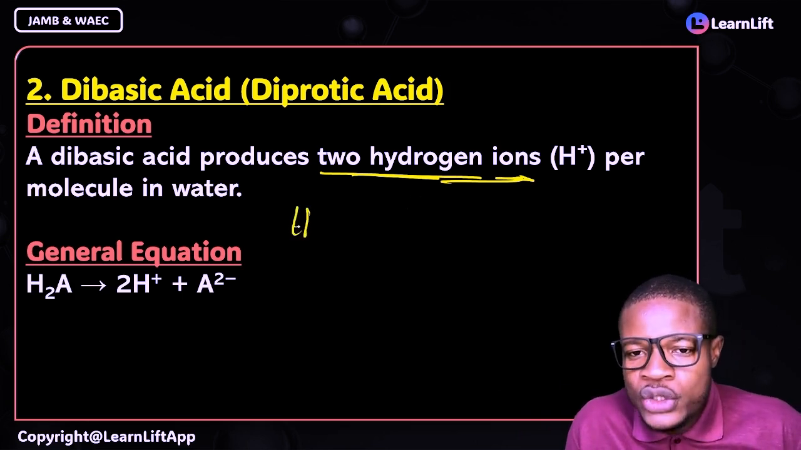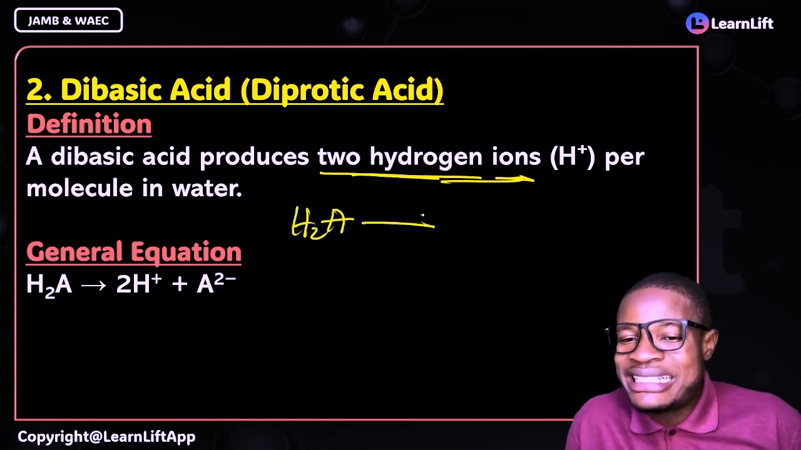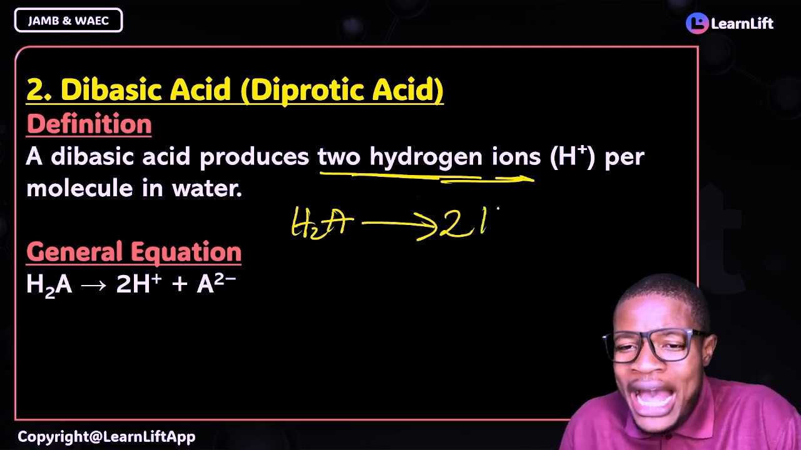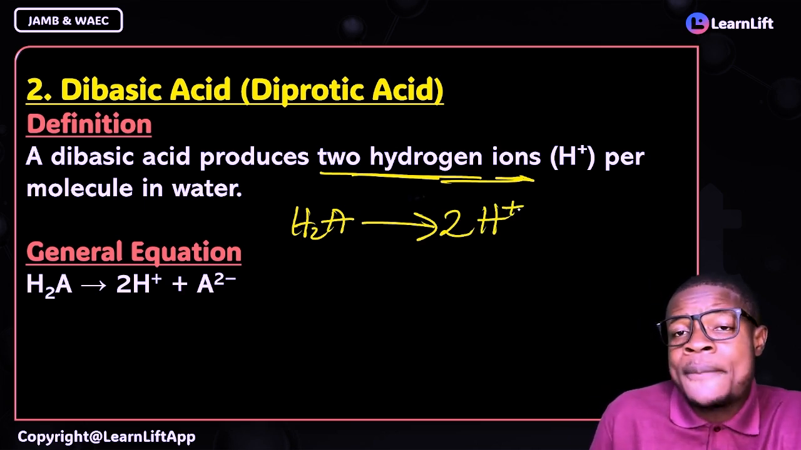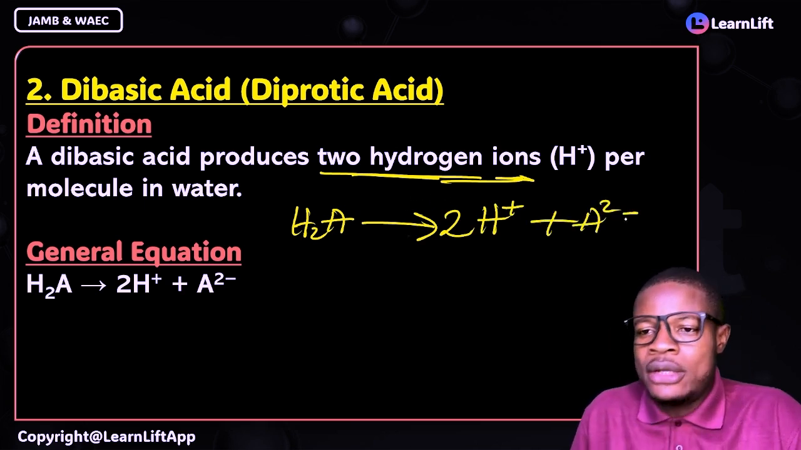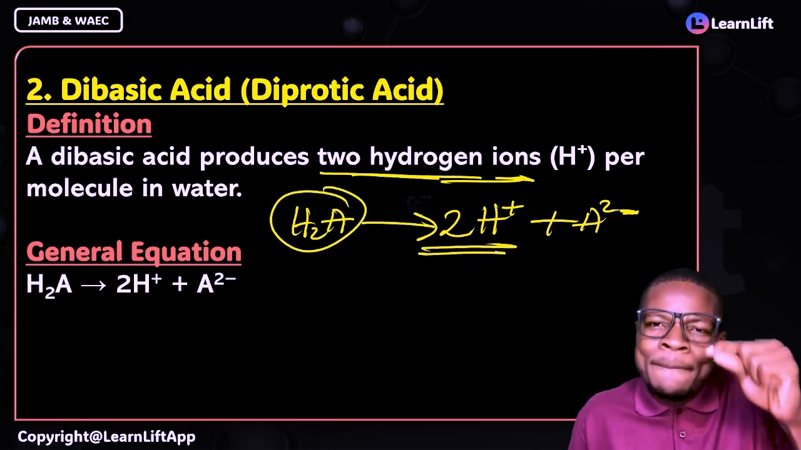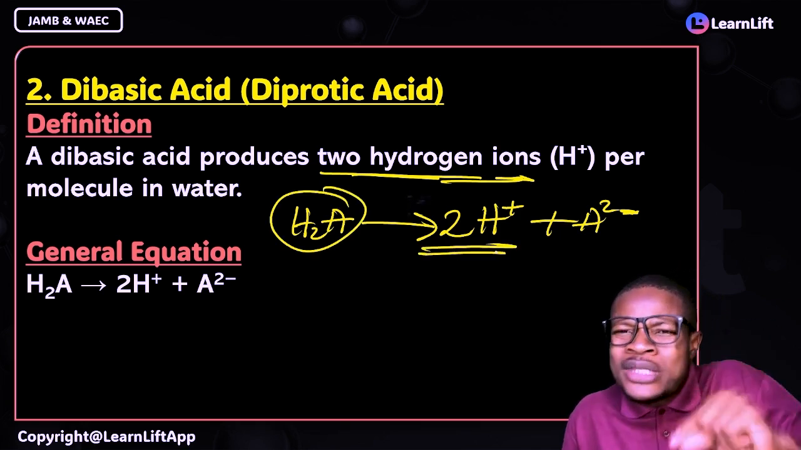So we have H2A like this as the acid. The acid dissociates. How many protons am I having there? 2 hydrogen ions, right? Plus my A2 minus. Sure, you see it now. So this type of acid, what do we call it? It is called your dibasic or diprotic acid.